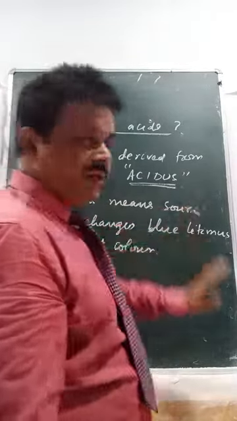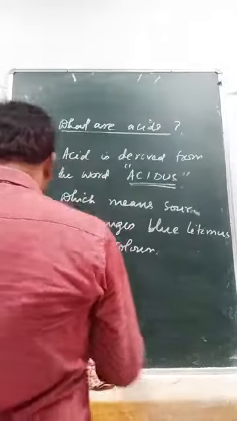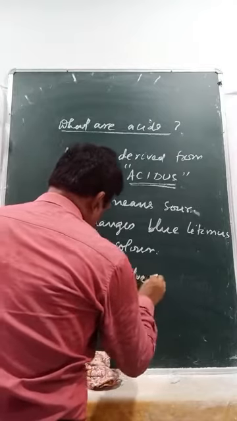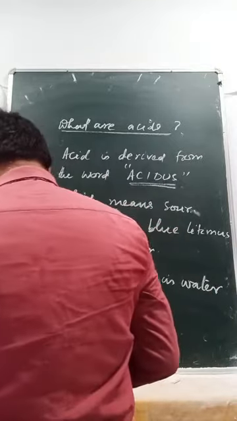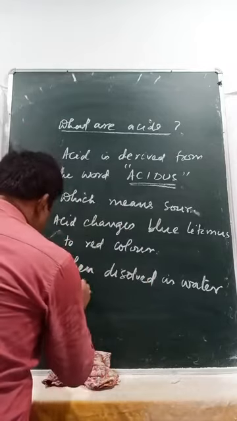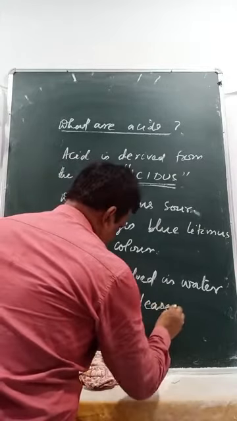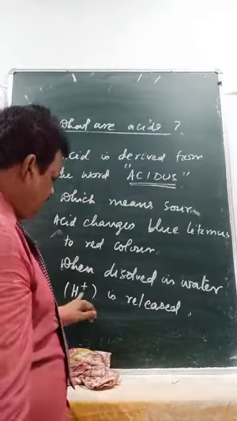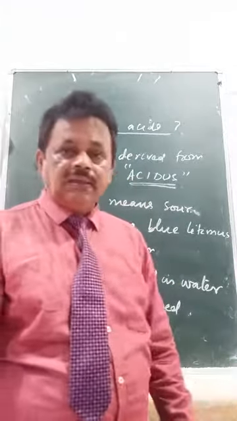First point, it has a sour taste. Second, it changes the litmus to red color. Third important point is, when dissolved in water, hydrogen ion H+ is released. This is aqueous here. Hydrogen ion is released when this is dissolved in water. These 3 points we have to remember about acid. Then what are bases?